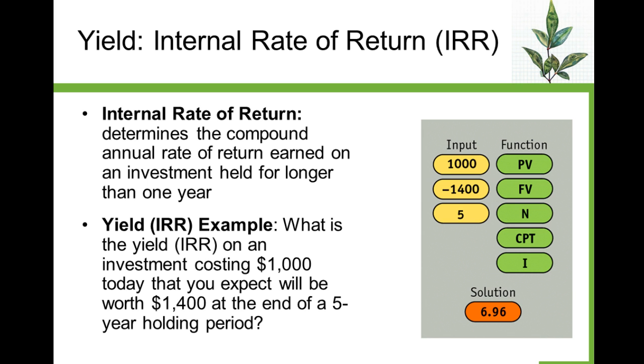Okay, let's turn to another method, internal rate of return. It determines the compound annual rate of return earned on an investment held for more than 1 year. The yield, or the IRR, is the annual rate of return earned by a long-term investment. It is also defined as the discount rate that provides a present value of benefits received equal to the present value of the costs divided by investments.